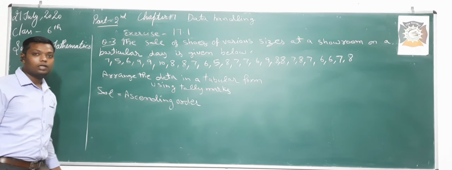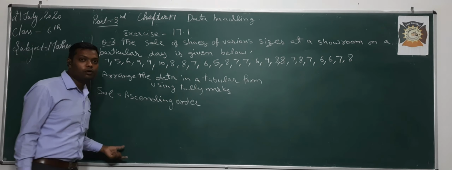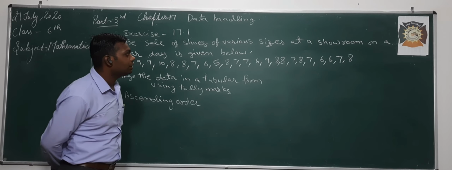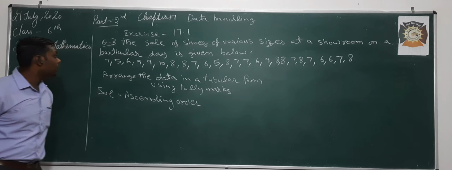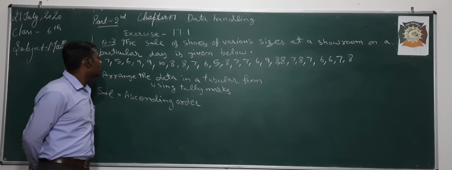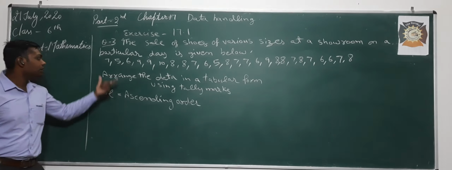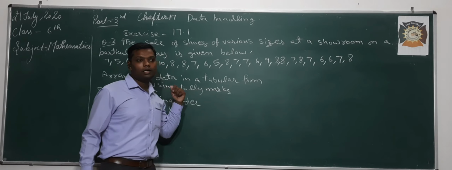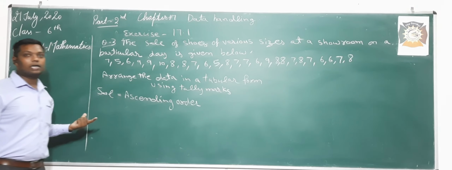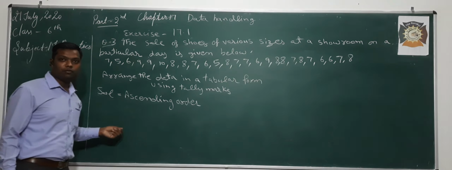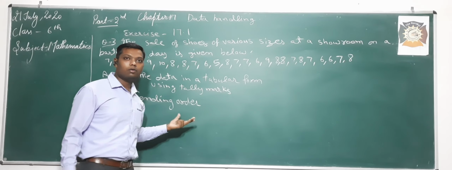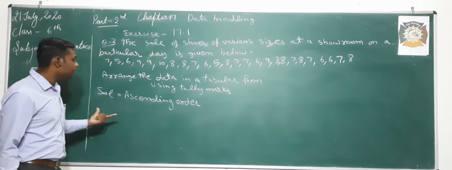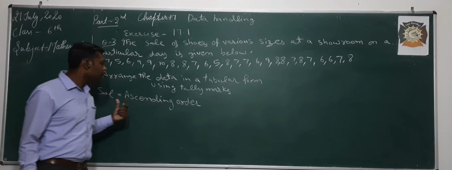Now consider the next question, question number 3 of the same exercise. The question is: the sale of shoes of various sizes at a showroom on a particular day is given below. This is the data, and we have to arrange this data in tabular form using tally marks. To do this, first we arrange the data in ascending or descending order, as you wish. We arrange it in ascending order.